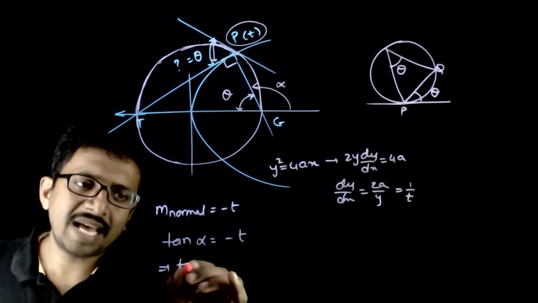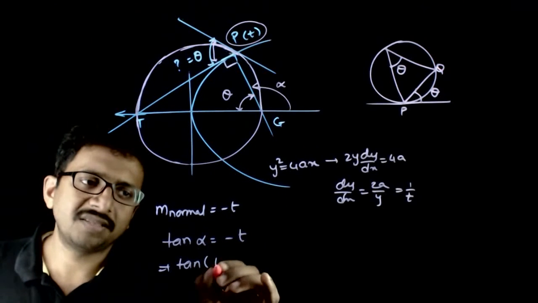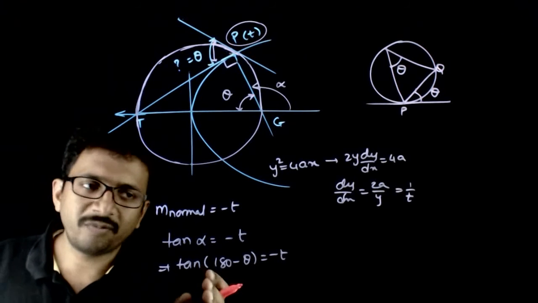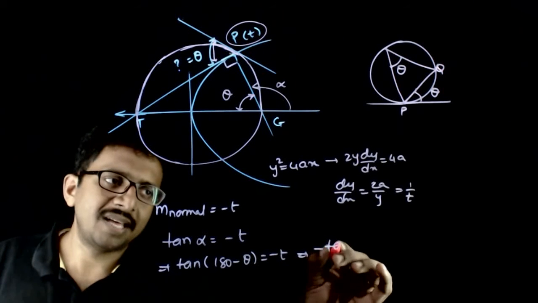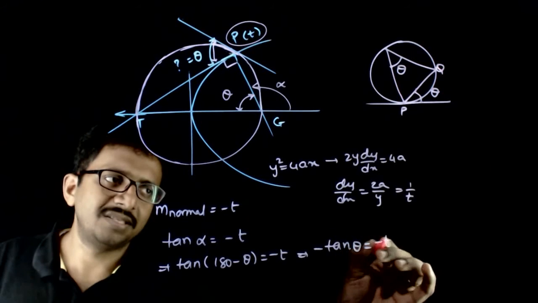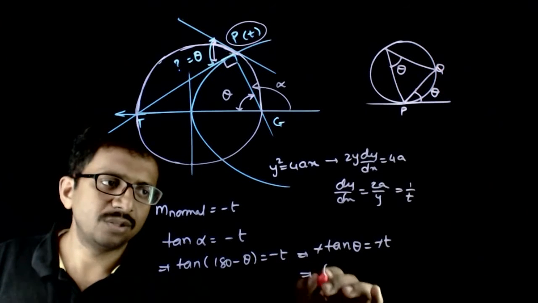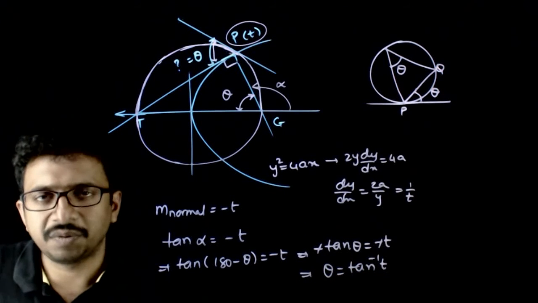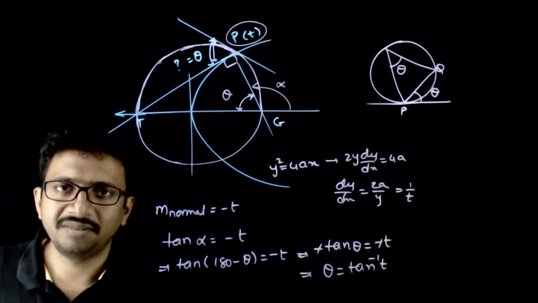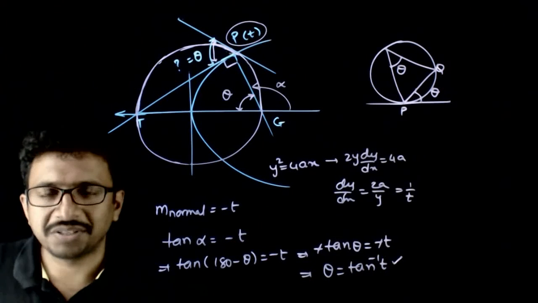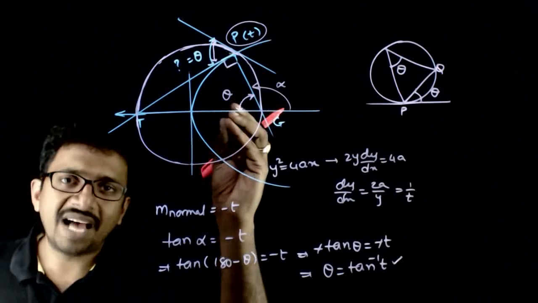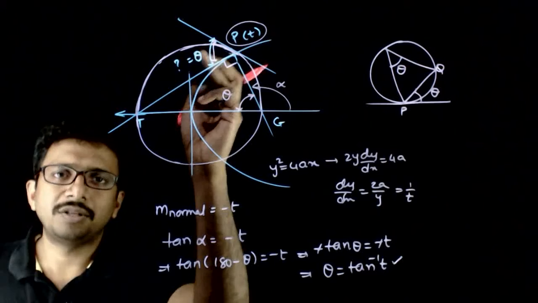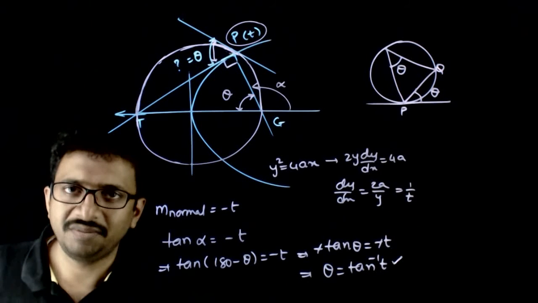So this implies tan of alpha, but alpha is 180 minus theta, is equal to minus t. So tan of 180 minus theta is minus tan theta is equal to minus t. This minus and minus get cancelled. So theta is equal to tan inverse of t. So this will be the answer to this question. So the angle which is asked is nothing but tan inverse t, hence this angle will also be equal to tan inverse t.